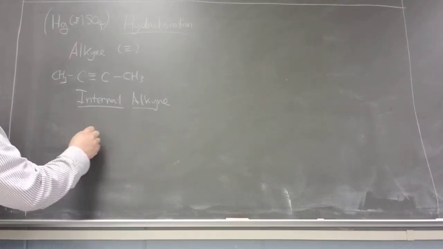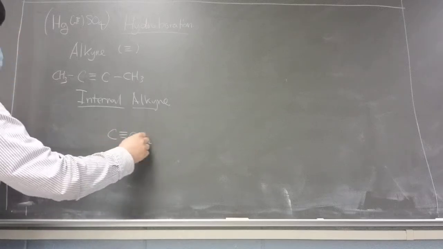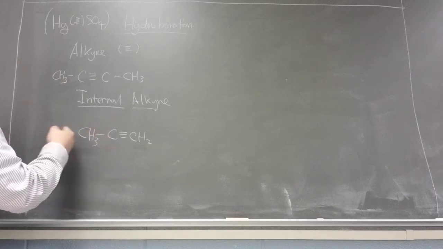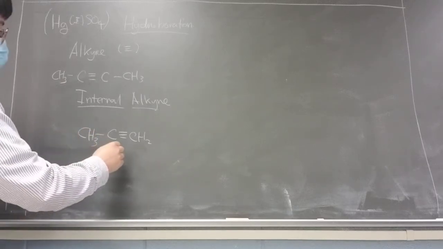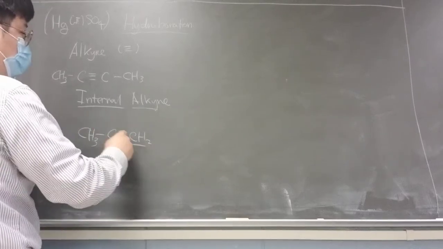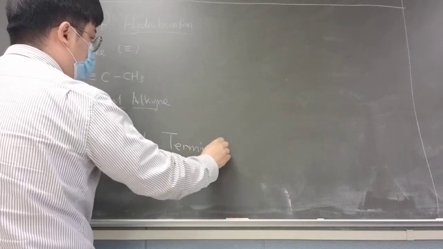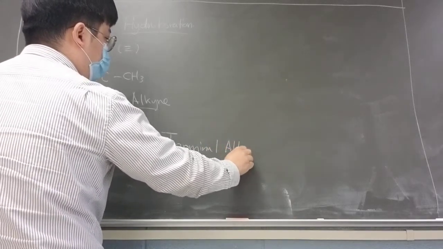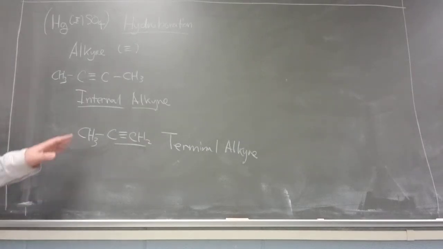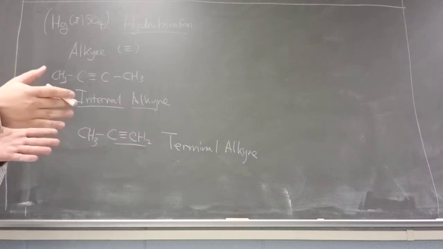But if you find the triple bond at the end, so there's no R group, just hydrogen, maybe there's only one R group on one side, so you actually find the triple bond at the end, we call this a terminal alkyne. It's simply because you find the triple bond at the end. Makes sense, right? So if it's inside, it's internal. If it's at the end, it's terminal. It's literally a terminal point.